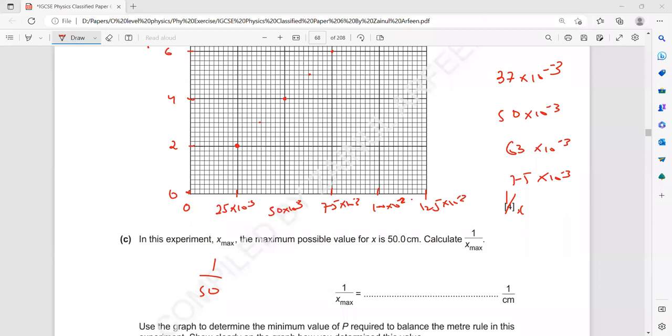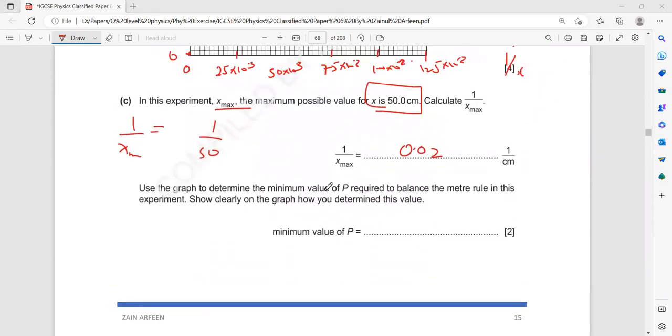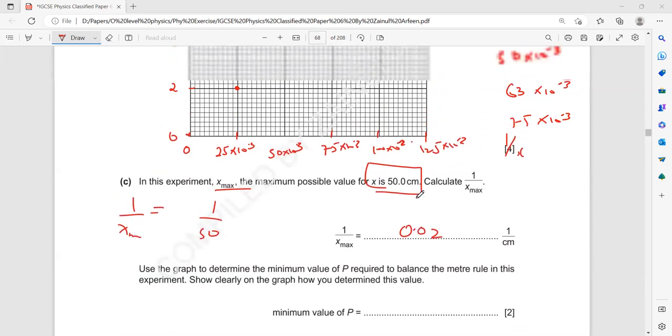And you can also work it out from the graph as well. Because if X is equal to what we want, 1 over X max, and the maximum value of X is 50, so this is 0.02. Use the graph to determine the minimum value of P required to balance the meter rule and show how you determine this value.